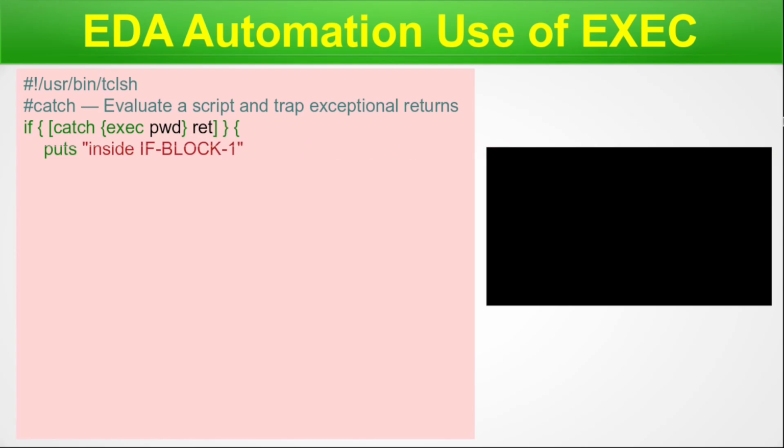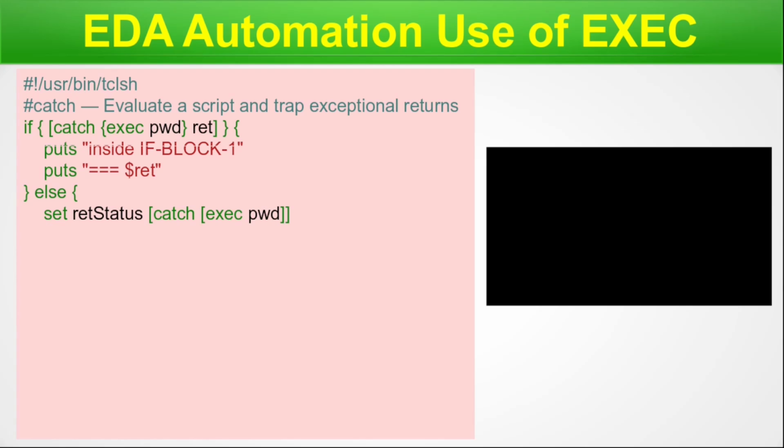So here I just put a print inside if block 1 just to have the location from where the output is coming in our output. Next, I print the return variable, whatever it is. Next comes the else block. What do we have in the else block? The return status, then catch, then exec, then pwd.